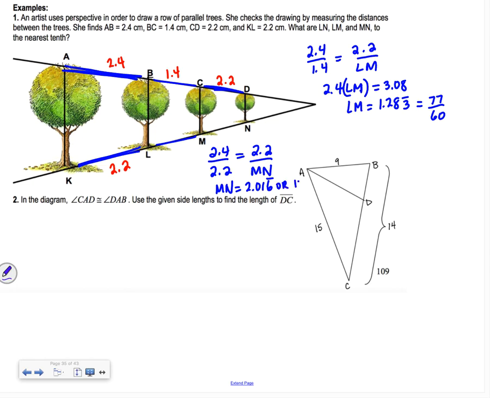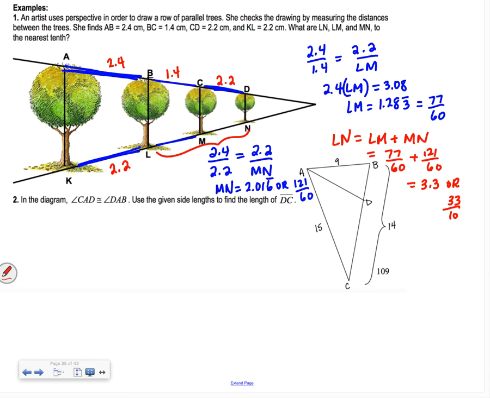Or if you write it as a fraction, 121 over 60. So I did Math 1 on my calculator. All right, so then it says, what are LN, LM, and MN? So the last thing we need is this LN. Well, LN ends up being LM added to MN by the segment addition postulate. So we just take our 77 over 60, and we add it to the 121 over 60. So we get 198 over 60, which works out to be 3.3, or as a fraction you could write 33 tenths. Okay, so we have all the different things there.